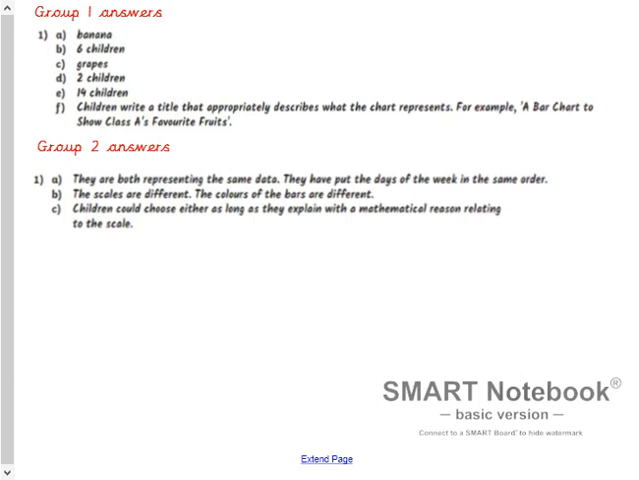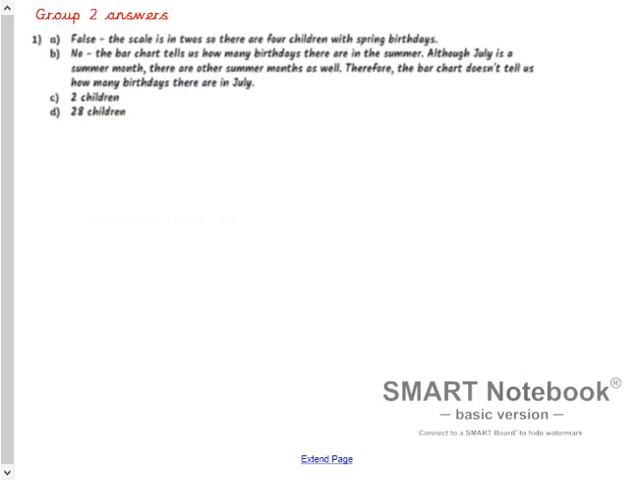Here they are. Group 1, there are your answers. Group 2, obviously yours. Pause that so you can get an adult to help you mark, or you can mark yourself. And group 3, oh, I do apologise. There we go. Group 3, these are your answers.